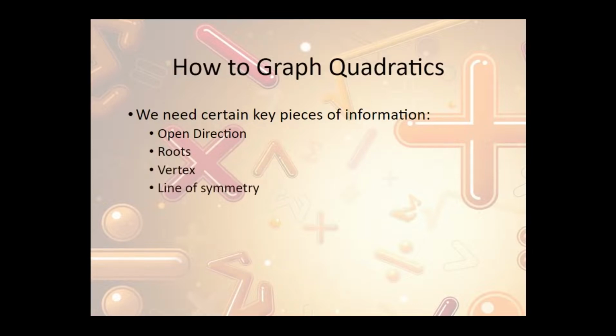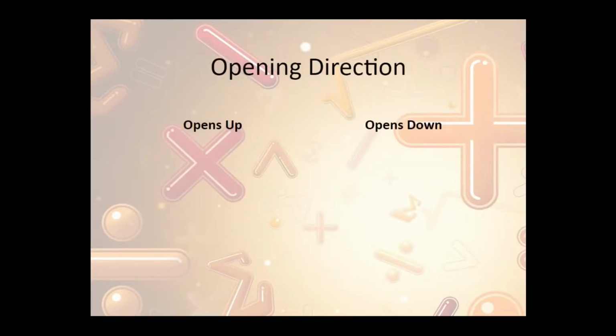We need to know the line of symmetry. So line of symmetry, it's going to form a perfect U shape, so it's going to be the same distance from that line of symmetry on each side. So it should look like a perfect reflection. We need to know the maximum and minimum. We need to know the domain and range. So let's look at each of these components.